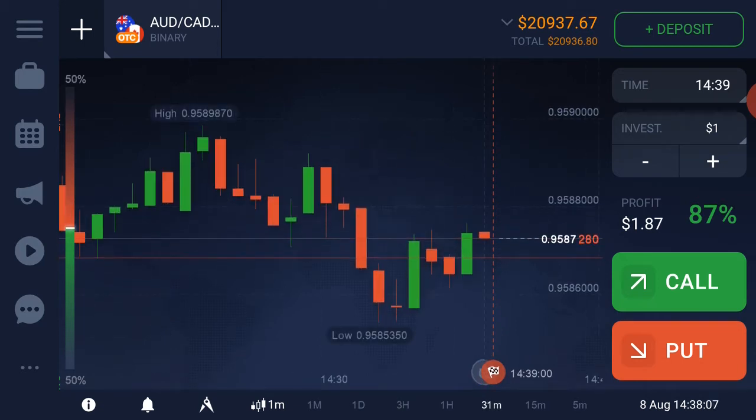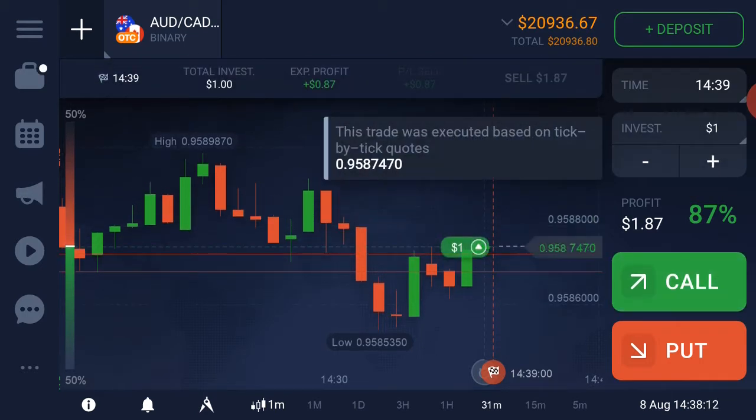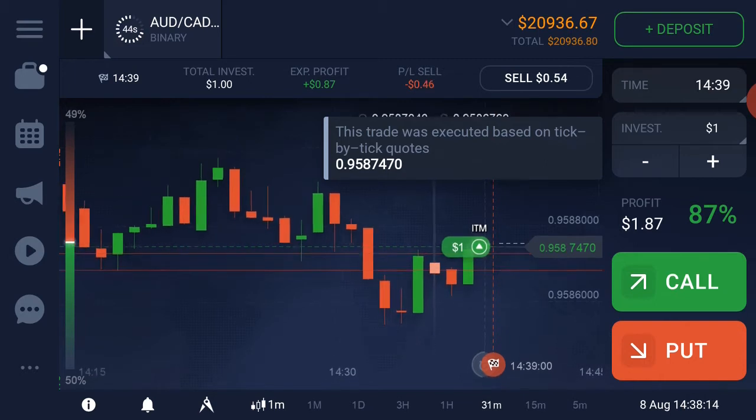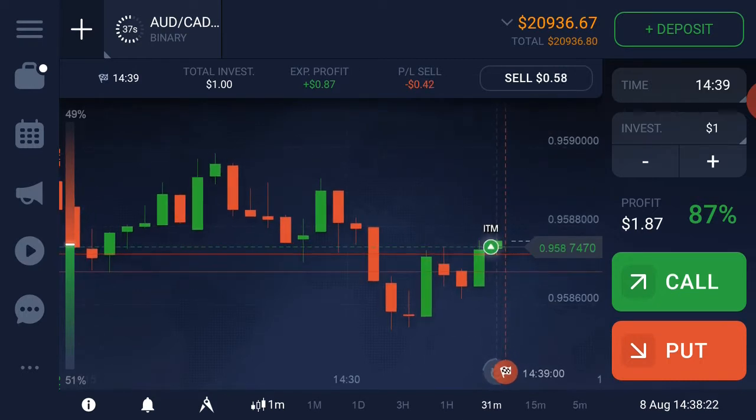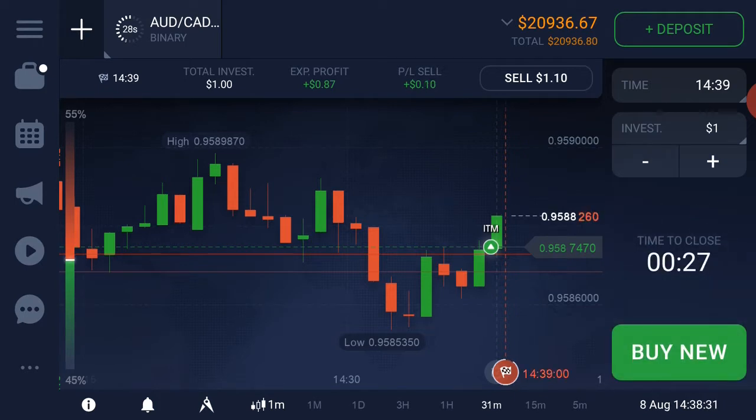I will place a trade when I get a rejection. I'll place a call option here because I get some rejection from the same level. About this candle I am 100% sure it will give me a winning trade. Let's see what happened. You can see the second trade also went a win. Very good.